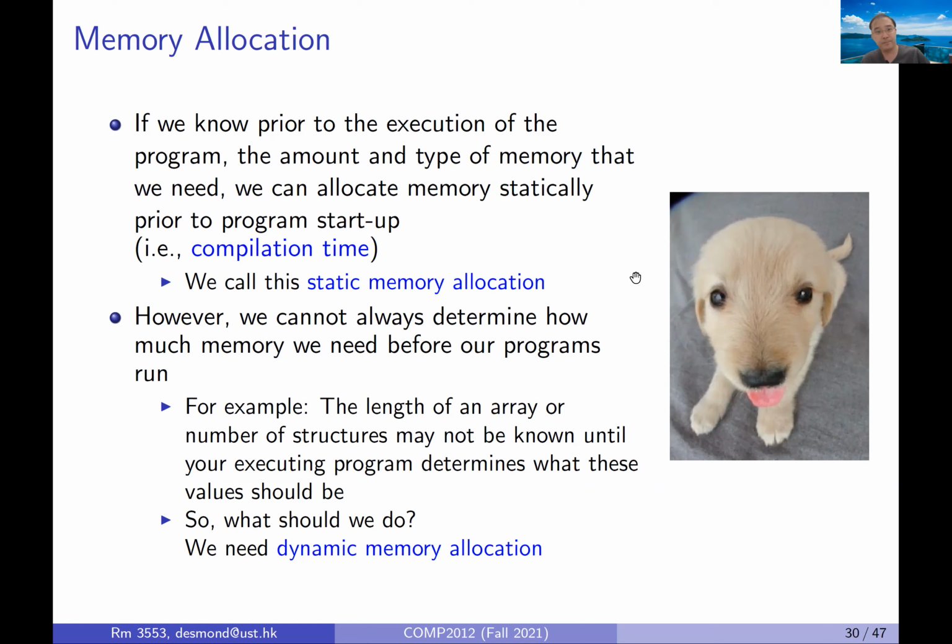Okay, terminologies. If you get memory when you compile the program, we call this static memory allocation. What if you are running the program and you get memory from your computer? We say that we are doing dynamic memory allocation. These two terminologies are used for what? For you to show off. Okay, nothing really interesting.